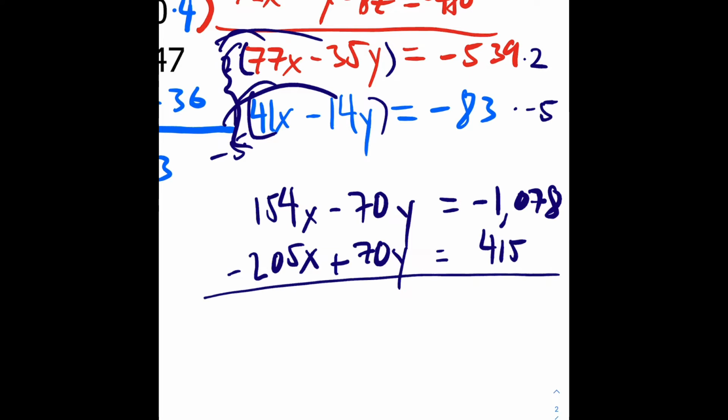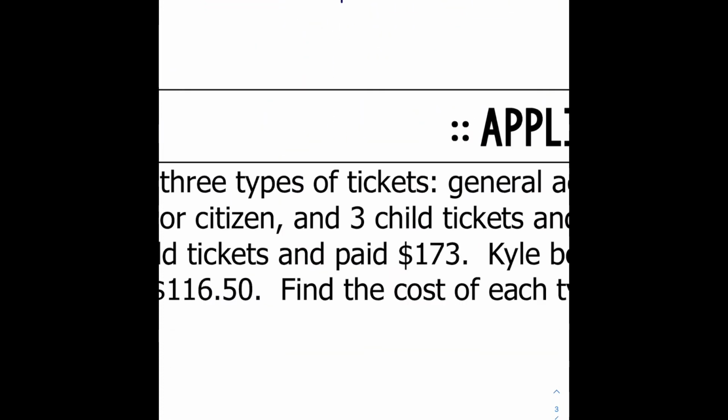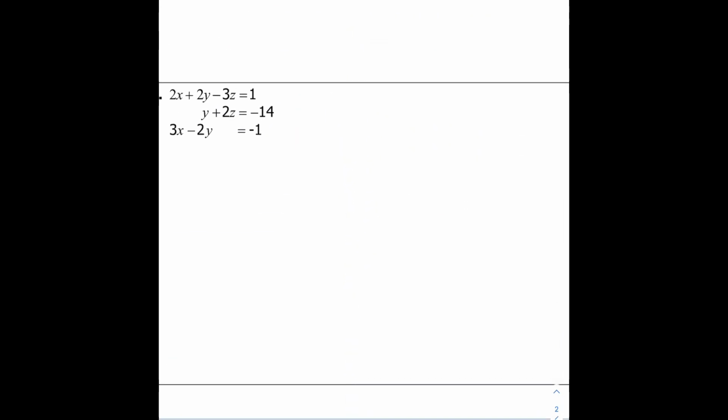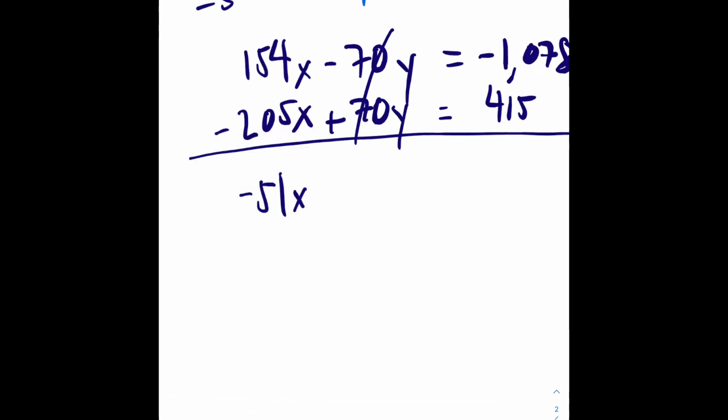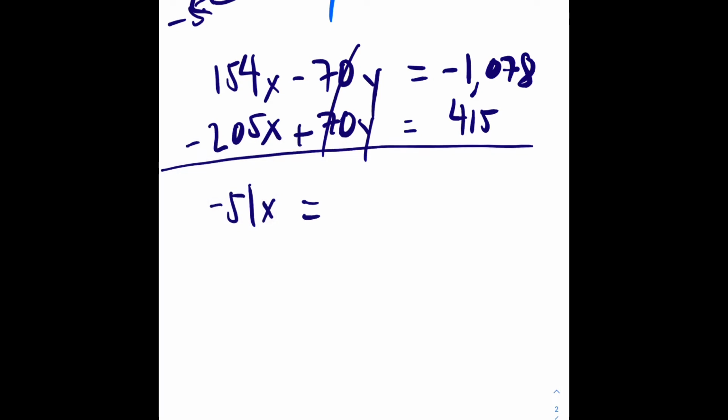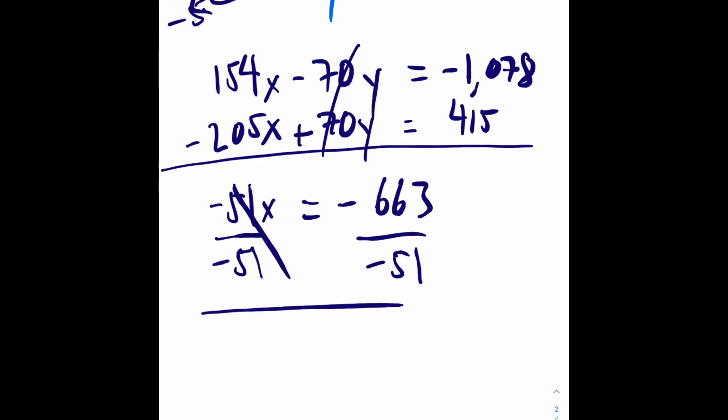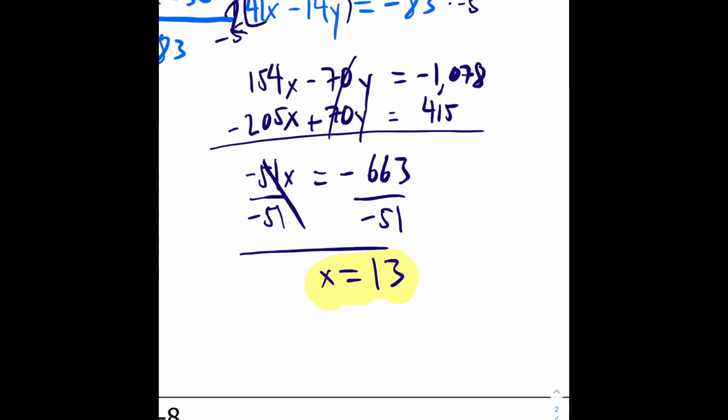All right, then we can add these together. The y's cancel out. We'll get 154 plus negative 205, which is negative 51x equals negative 1078 plus 415. It's negative 663. Divided by negative 51 on both sides, we get x equals 13. Nice. There we go. So we have our first variable, our x, okay.